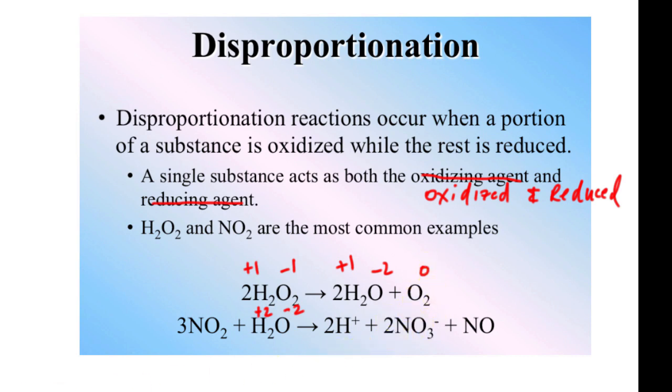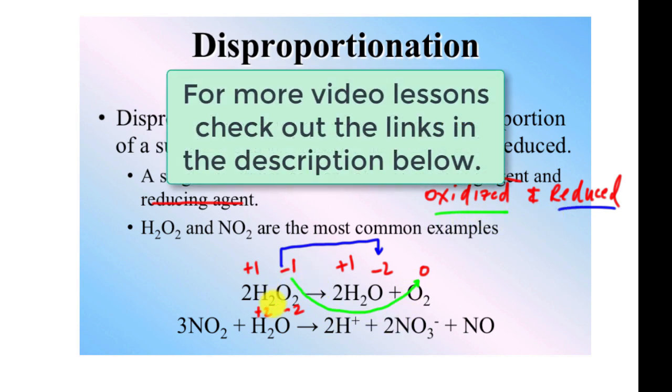So take a look at what's going on here. I'm going to do blue for the reduction. So what's going through reduction? Well, the oxygen is going from a -1 to a -2. So that would be reduction. Oxygen is undergoing reduction. Now I'll do green, I'll do the oxidation. What's going through oxidation? Again, oxygen is going from -1, and it's going up in charge to 0. So it's going through both oxidation and reduction because it's both true.